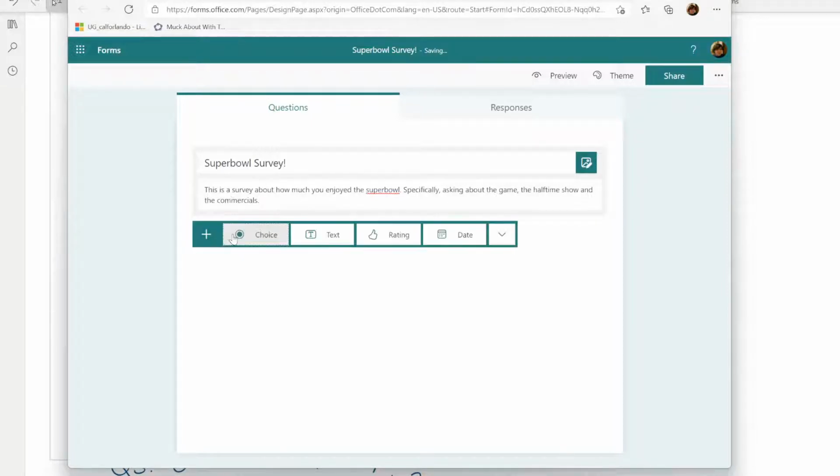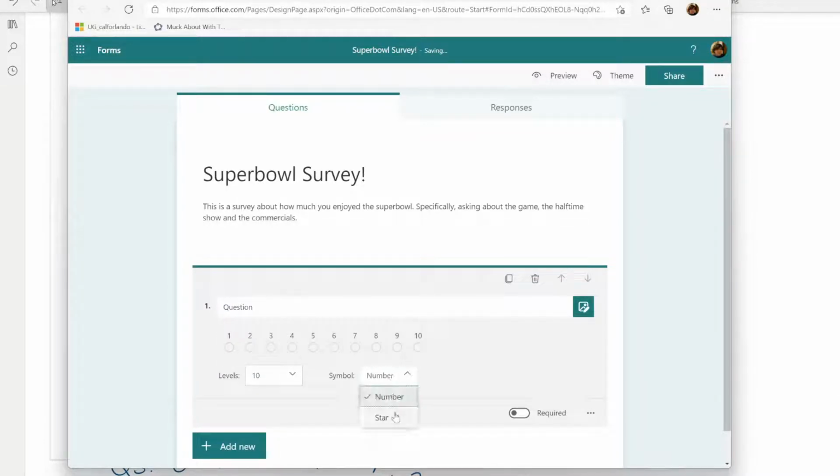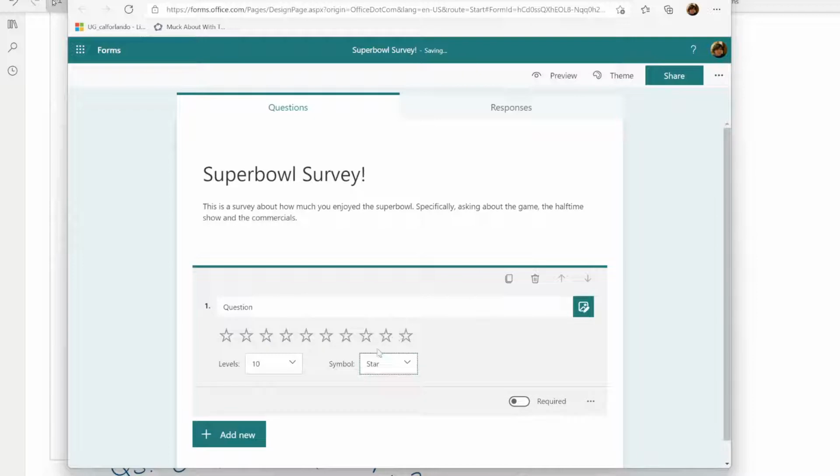And then I'm going to say add new, and I'm going to make a question. And because my questions are rating based, I'm going to click this one that says rating. And how many levels do I want? I want 10. And we could give them numbers, or we could give them stars. I kind of like the stars. That's fancy.